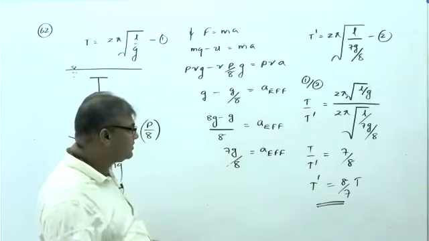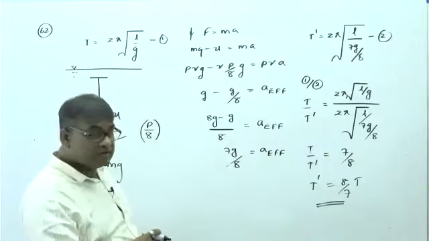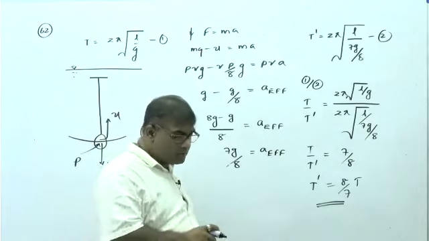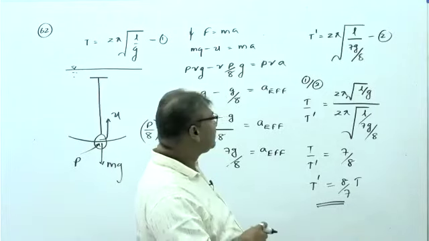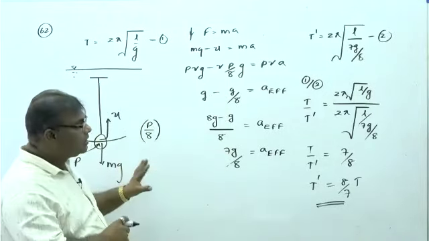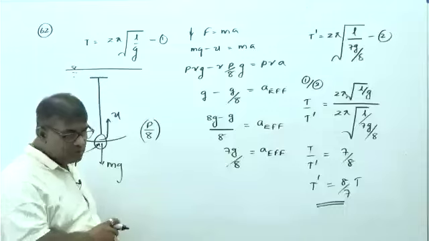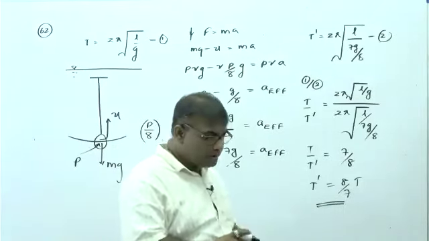As g is decreased, the new period should be increased, no? g is less, so the T value is more. Okay. A nice question, right? Same general process as an MCQ question. Okay, complete this.